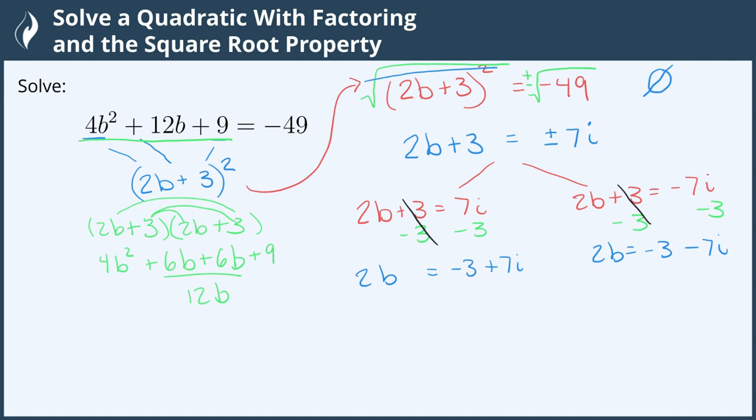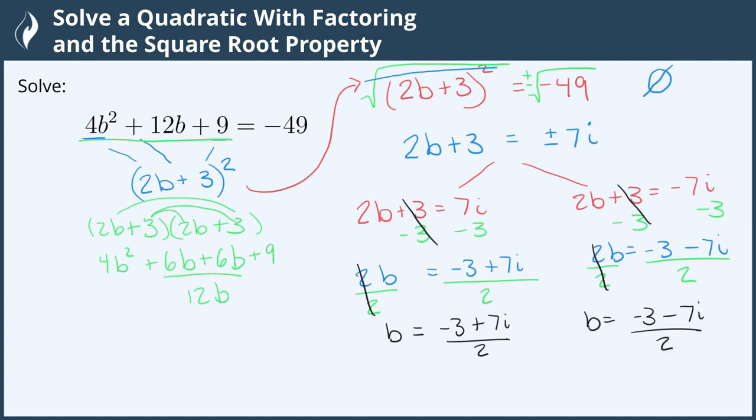Now to continue solving for b, we'll divide by 2 to negate the multiplication by 2 on both equations. So we'll divide by 2 on both sides. 2 divided by 2 cancels, so we're left with b equals negative 3 plus 7i, all divided by 2. And b equals negative 3 minus 7i, all divided by 2.